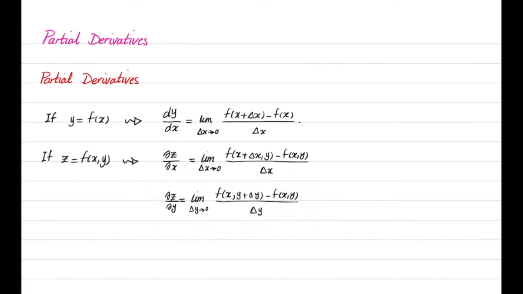There are also alternative forms to show these two symbols, and we can show them as z sub x and z sub y. Or instead of partial z partial x, we can write partial f partial x. And again, similarly, instead of writing the fraction, we can write f sub x and f sub y. But what about higher orders and mixed derivatives?